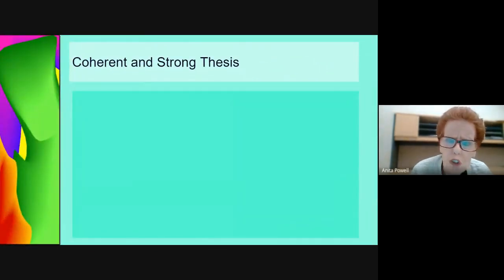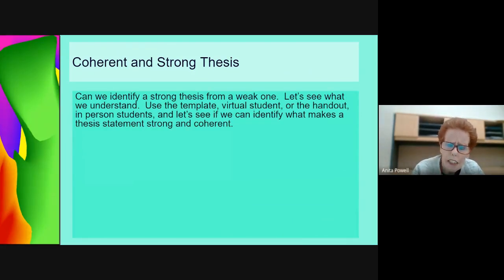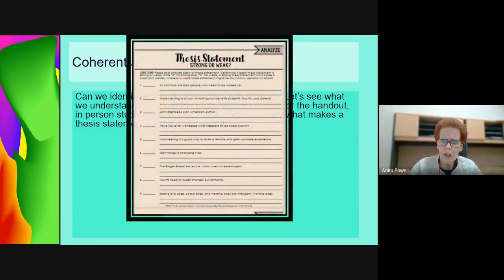Okay, coherent and strong thesis. What is that? Can we identify a strong thesis from a weak one? Let's see what we understand. Let's use the template, virtual students, or the handout, in-person students, and let's see if we can identify what makes a thesis statement strong and coherent. Okay, here's our template. Okay, we're going to read and analyze.